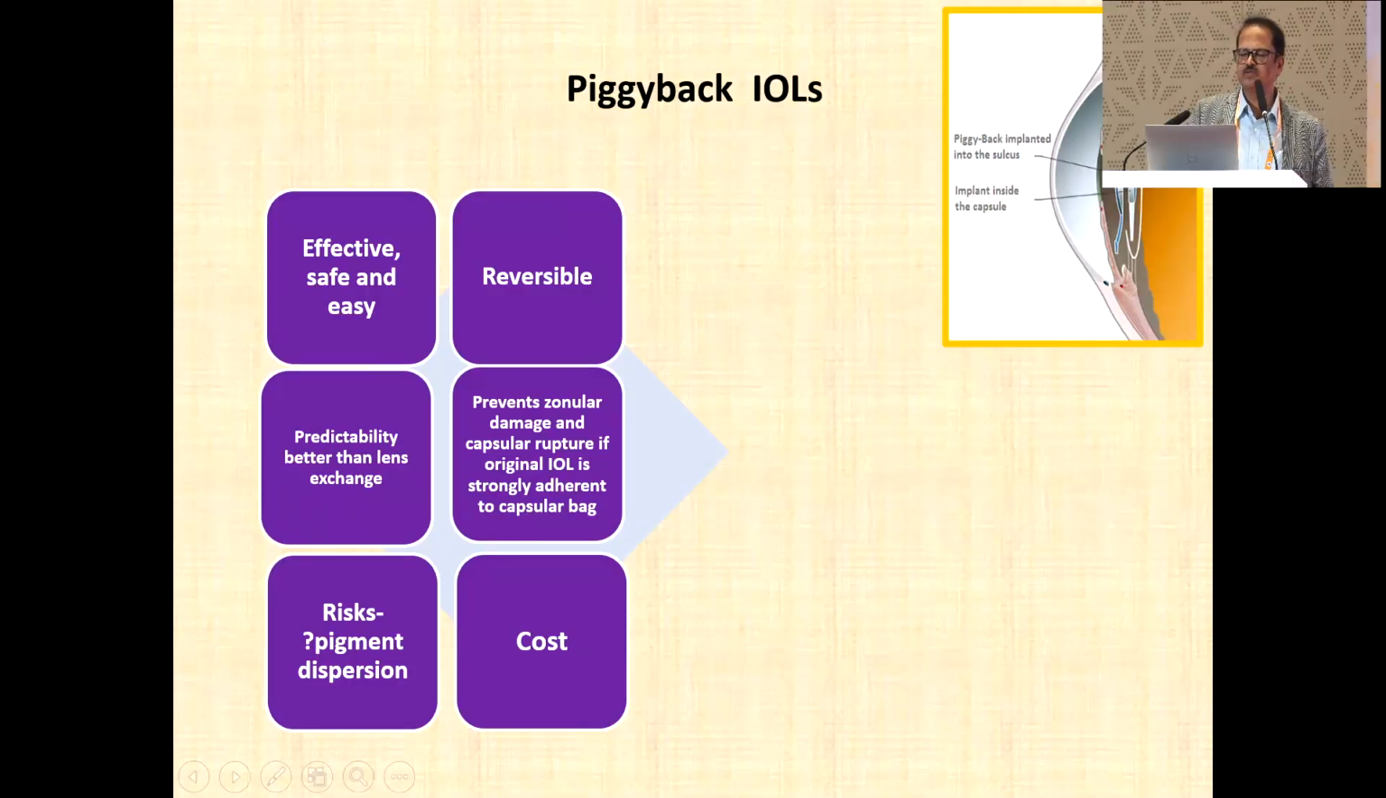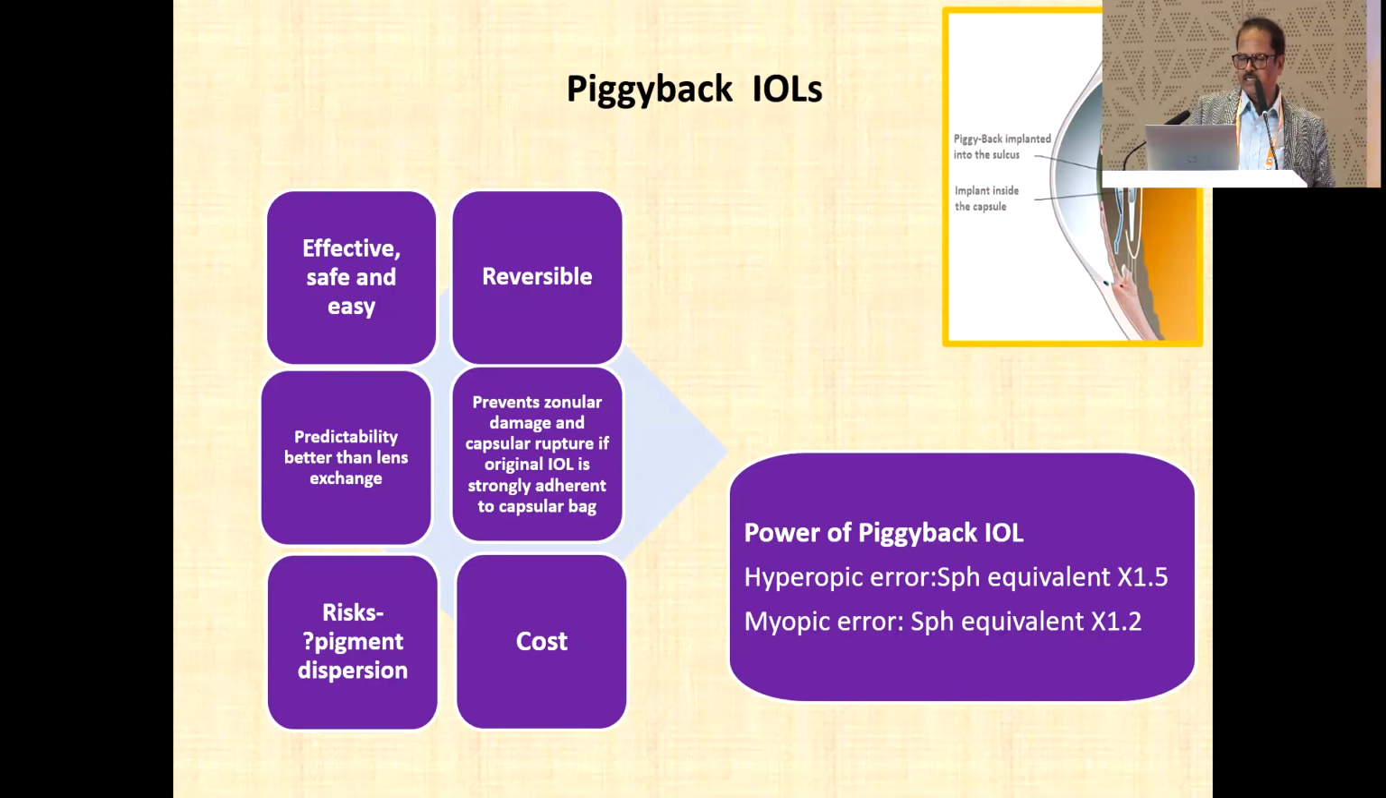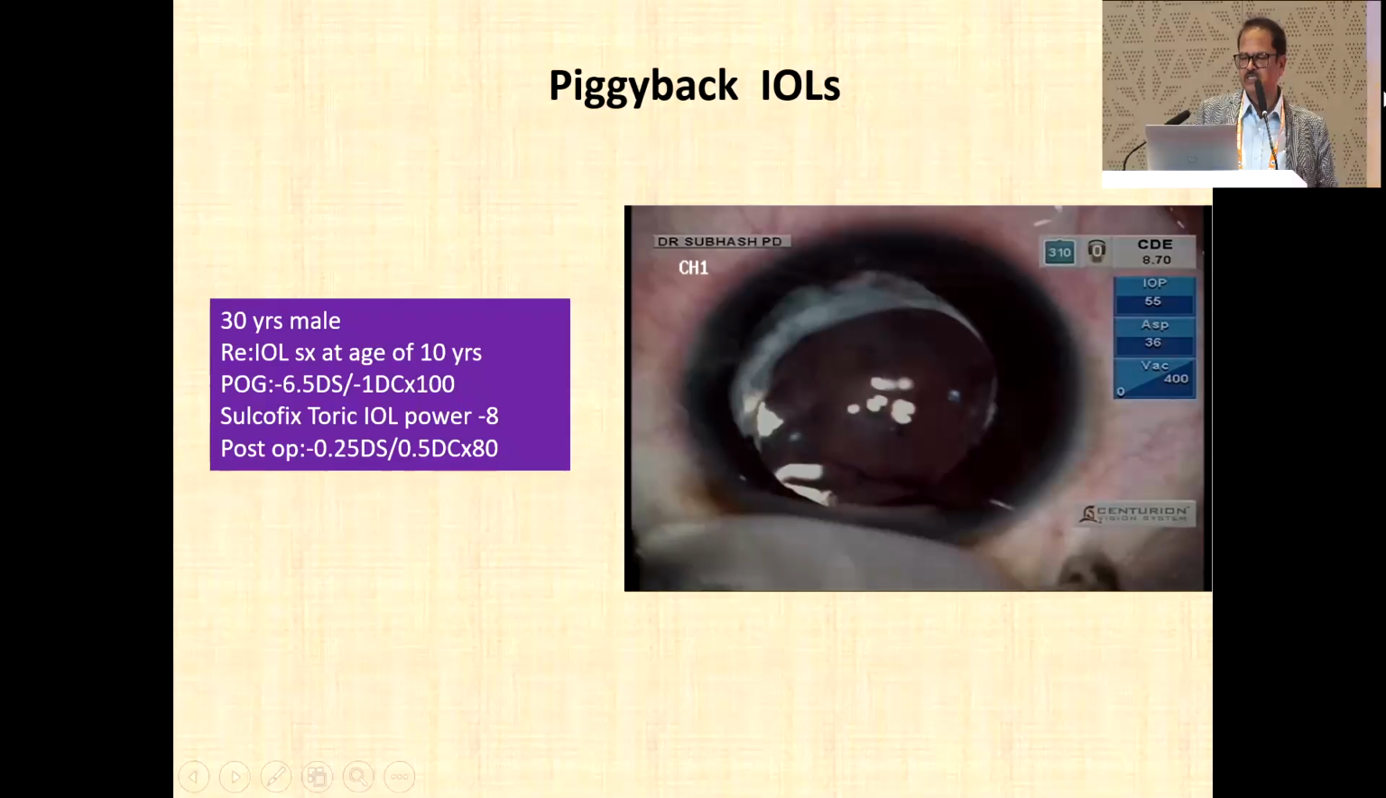Here you implant a lens into the sulcus, over and above the posterior chamber lens, which is all there in the back. The only thing is that it sometimes can cause some pigment dispersion or other things, but Indian lenses are available from the Care group. I don't have any financial interest. The power of the piggyback lens is easy to calculate. If there is hyperopic error, you multiply the lens spherical equivalent by 1.5, and for myopic error, you multiply it by 1.2.